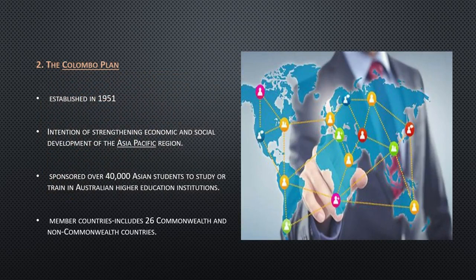The Colombo Plan was another program that encouraged the movement of students between countries. It was established in 1951 with the intention of strengthening economic and social development of the Asia-Pacific region. The program has been responsible for sponsoring over 40,000 Asian students to study or train in Australian higher education institutions. Funding is provided by the member countries, and the member countries include 26 Commonwealth and non-Commonwealth countries.